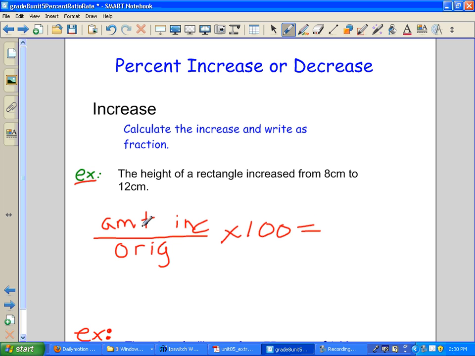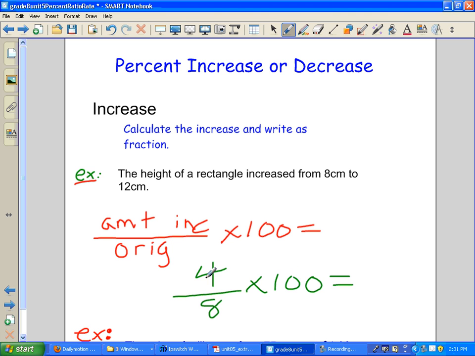So let's take the amount it increased. The height of a rectangle increased from 8 to 12. So it went up how much? I'll go 12 take away 8, and it increased 4. So I'm going to write down 4 for the amount it increased. What was the original amount it was? 8. And then I will times it by 100.